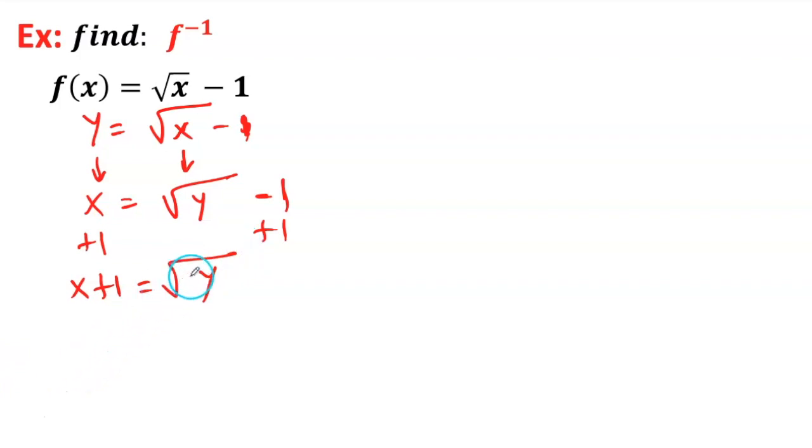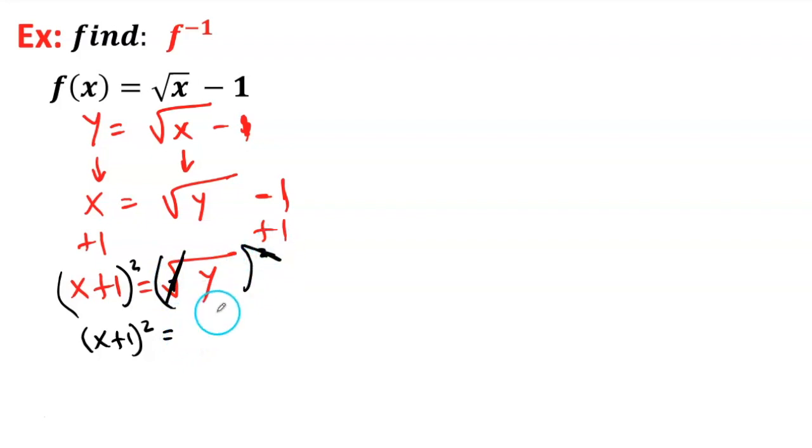How can I get rid of this square root? You raise to the second power. Remember, you have a tiny 2 here in the radical, so you raise it to the same exponent in this case. Whatever you do on one side, I do the other side. Therefore, I have x plus 1 to the second power on the other side. The radical goes with the exponent, and I have y on the other side.